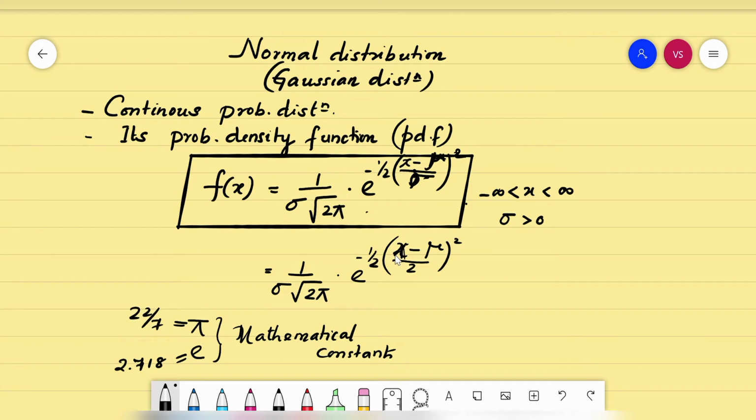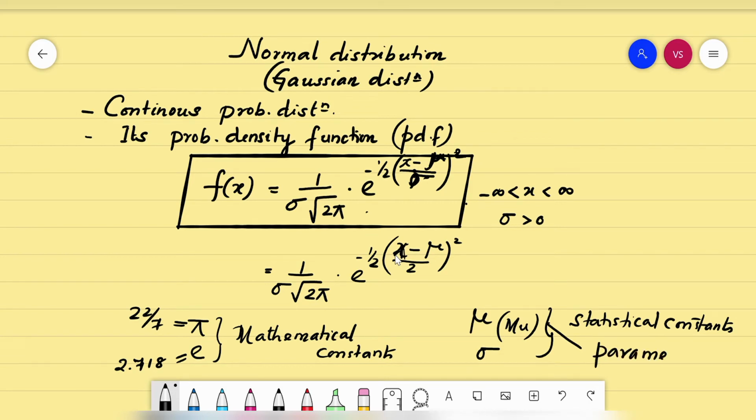Apart from that, x is a variable ranging from minus infinity to plus infinity. We have another two constants that are mu and sigma, which is called the standard deviation. These two are called statistical constants. These are the constants in which we are interested, and these statistical constants are called the parameters for this normal distribution.